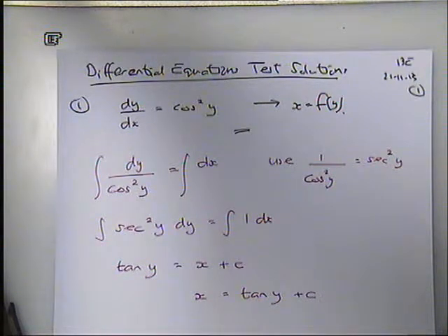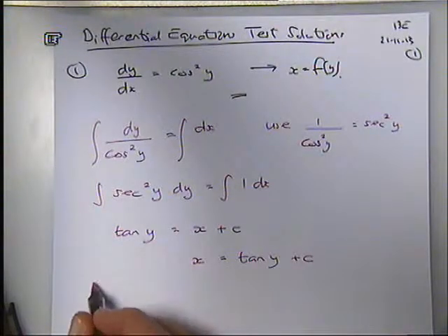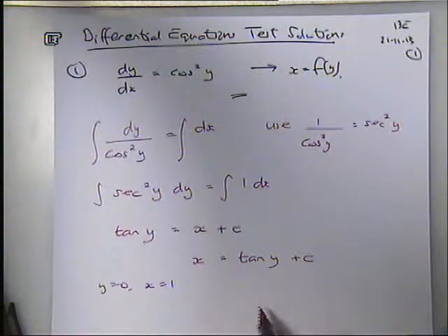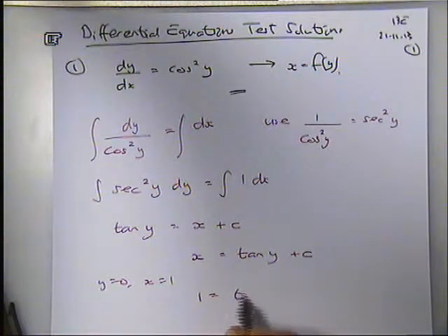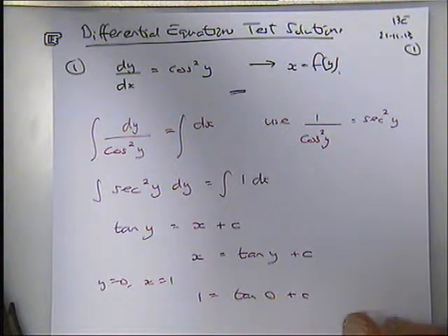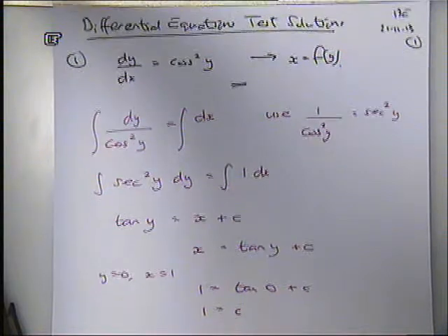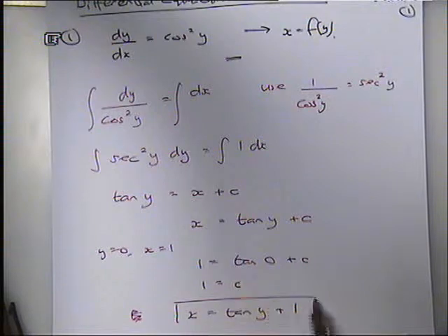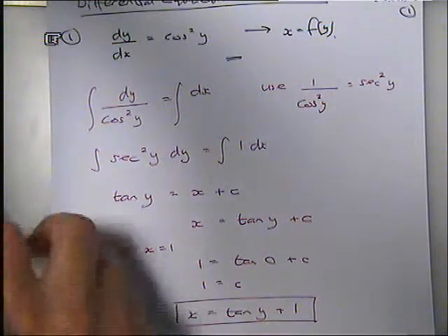Oh right, okay, sorry, yes, I've only got so far, thank you. Yes, we are then told we need a particular solution. So we are now told that y equals 0 when x equals 1. So if you substitute that in, we get 1 equals tan of 0 plus c. What's tan 0? 0. So that means that 1 equals c, so c equals 1. So the final answer is x equals tan of y plus 1. And there is the final answer for that question.